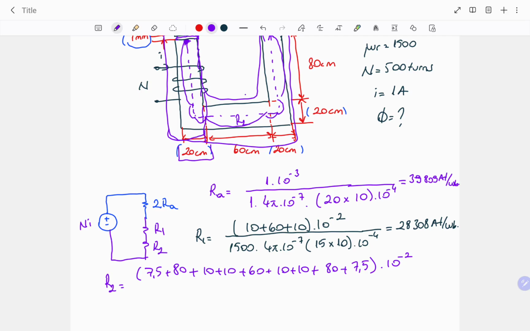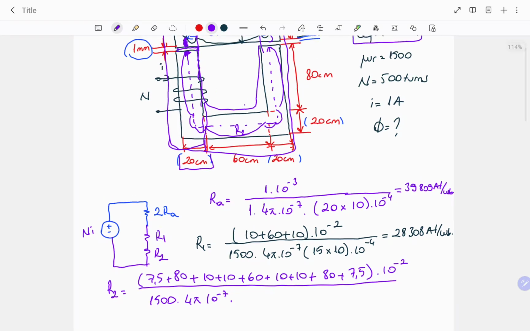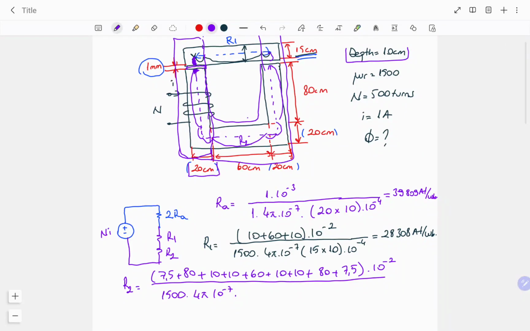Again, we convert to meters, and for the denominator, we have the same values except the cross-sectional area. When you compare the U part with the I part, the widths are different, and because of this, we separate their reluctances. For the cross-sectional area, the width will be 20 instead of 15, and we multiply by 10, which is the depth, and 10 to the minus 4. So 72,983 ampere turn over Weber will be the second reluctance.